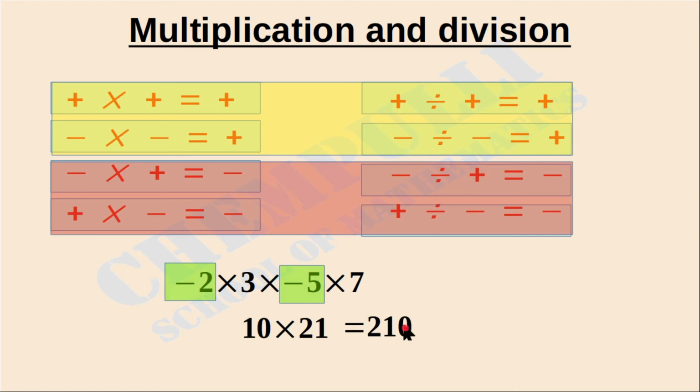That means multiplication satisfies the commutative property and the associative property. That's why in multiplication we can take the numbers in different ways, and in all cases we will get the same answer. That means in multiplication, the order is not important. Whether it is the first two numbers, the last two numbers, or the first and last, any way you take the numbers, in all cases you will get the same answer.